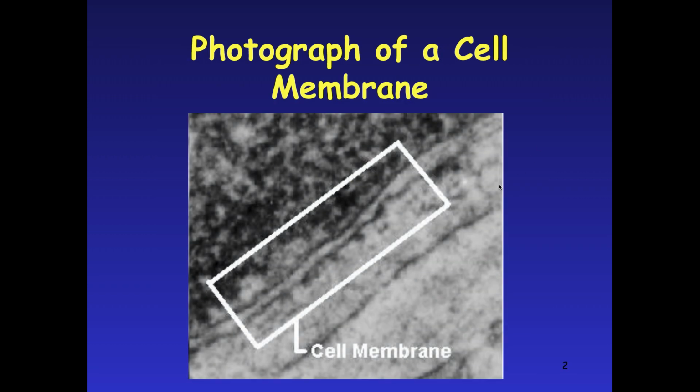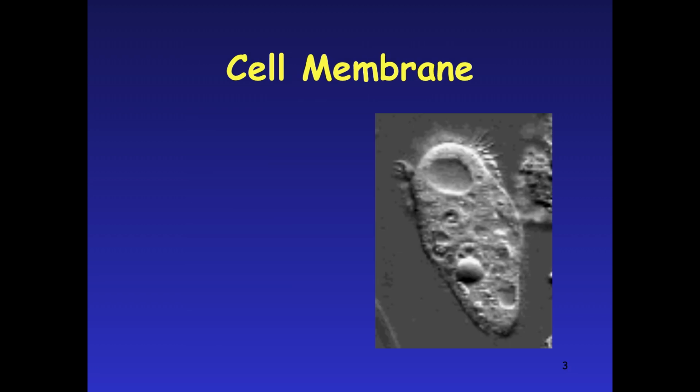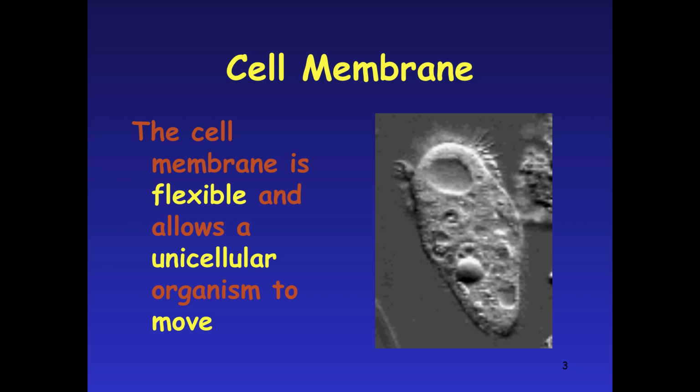Here's an electron microscope picture of the cell membrane, and the most distinguishing feature you can see here is that it's made up of two layers, a bilayer, bi meaning two. It's very flexible and it can allow unicellular, or one-celled, organisms to move.